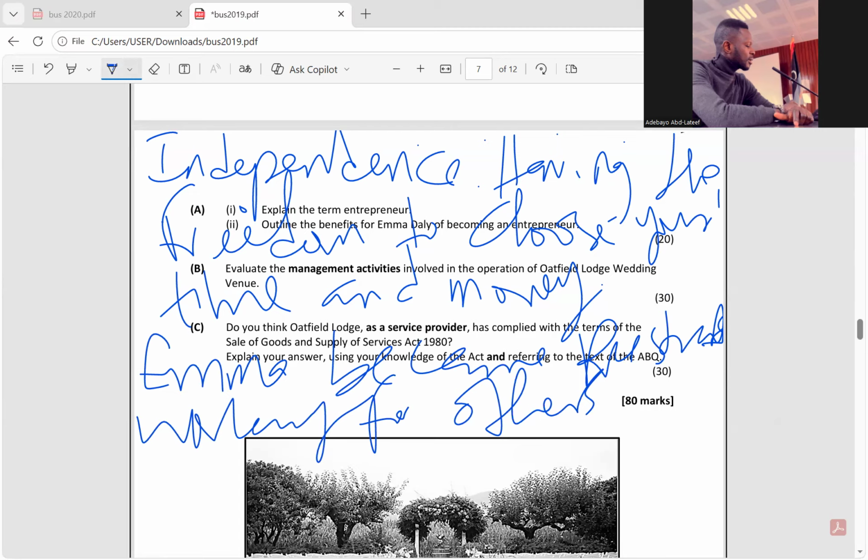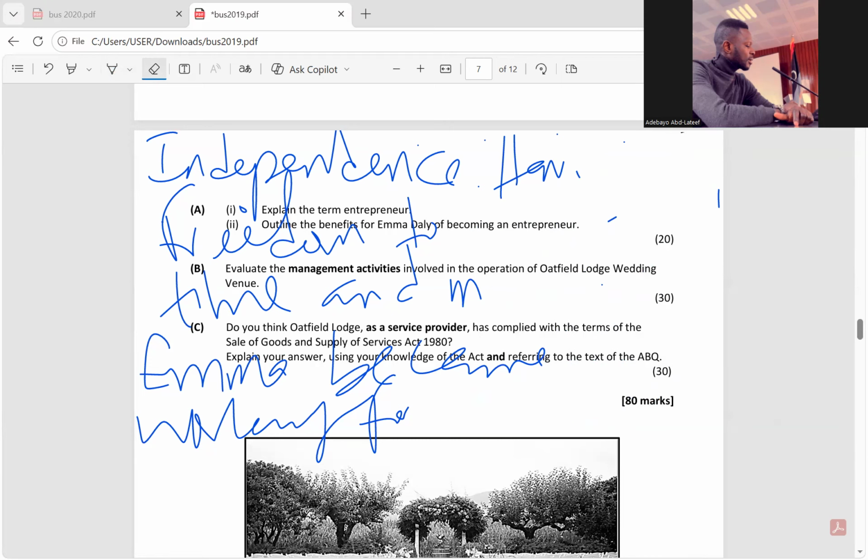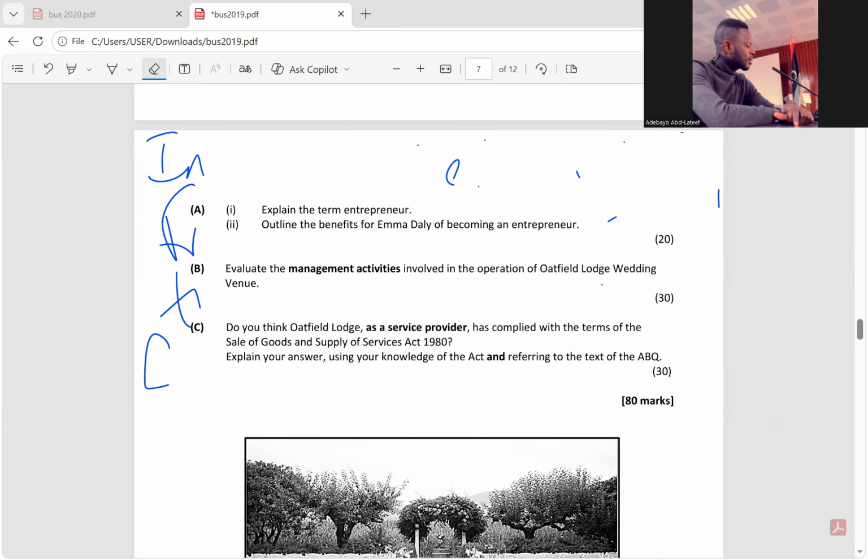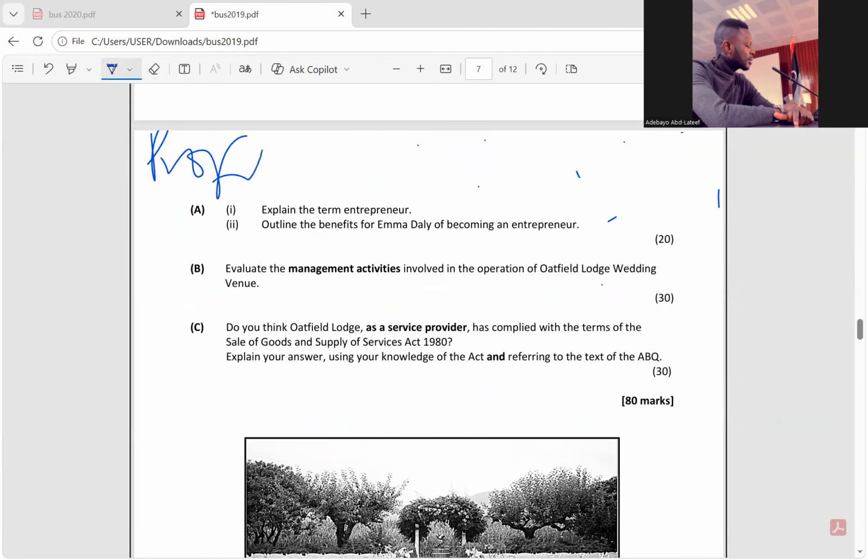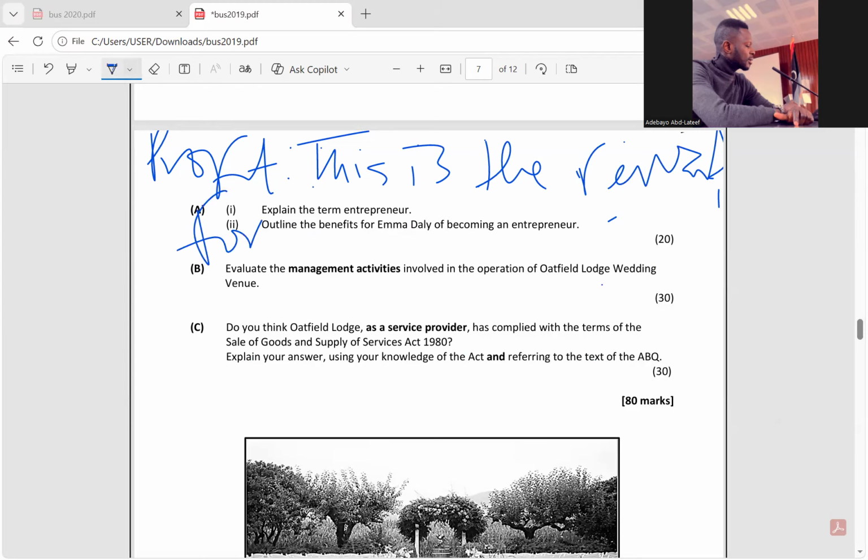That's one benefit. The second benefit here is profit. So the second benefit of being an entrepreneur is the profits that you make as an entrepreneur. So I'm going to write that. Profit. Profit is simply the return on investment, the reward for an entrepreneur. This is the reward for an entrepreneur.